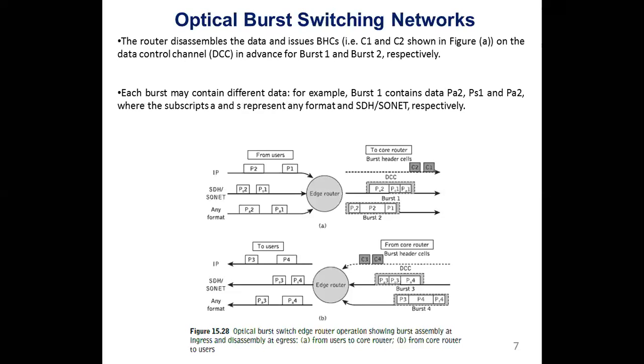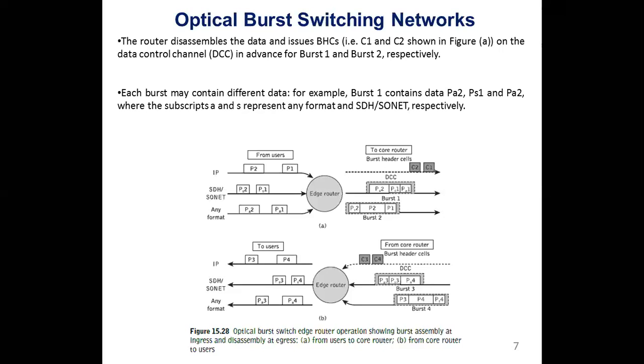Then the router is going to disassemble the data, and it will issue some DHC. So you can see that there is C1 and C2 in diagram A on some DCC, which is the data control channel, and this will be done in advance for burst 1 and burst 2. So every burst here will contain different data, obviously.